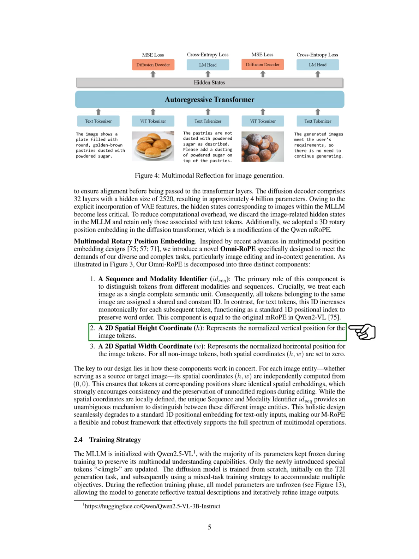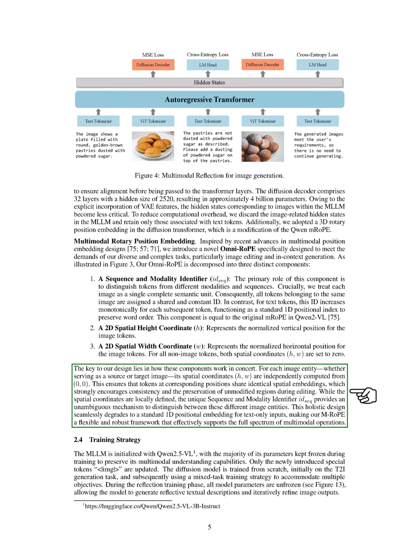The second component is a 2D spatial height coordinate that indicates the vertical position of image tokens, and the third is a 2D spatial width coordinate for the horizontal position. For non-image tokens, both coordinates are set to 0. This design ensures that tokens in the same position share the same spatial embeddings, promoting consistency during editing. The sequence and modality identifier helps differentiate between various image entities, and our MRoPE can adapt to standard 1D positional embedding for text-only inputs, making it a versatile framework for multimodal tasks.